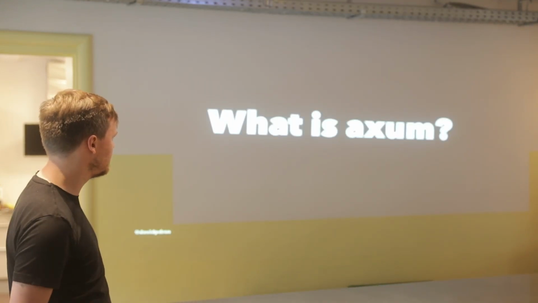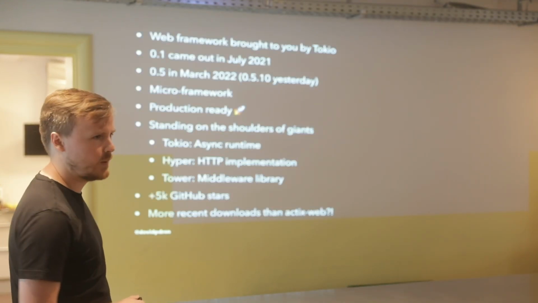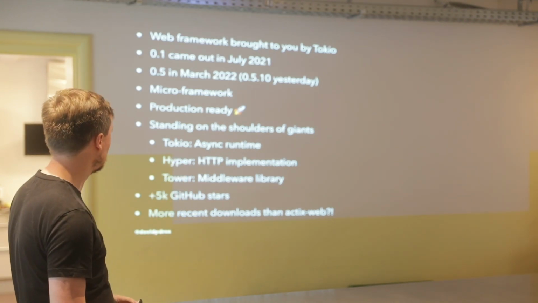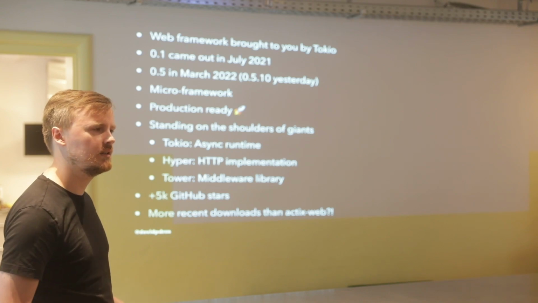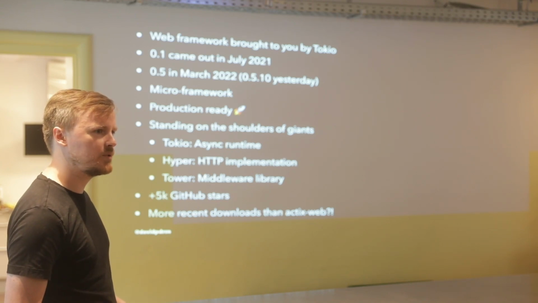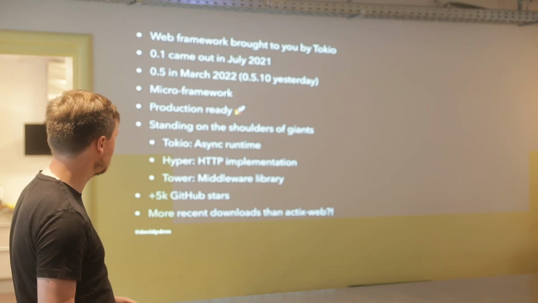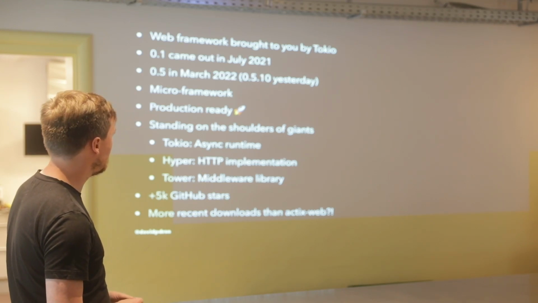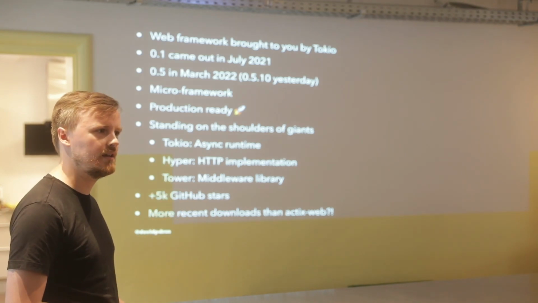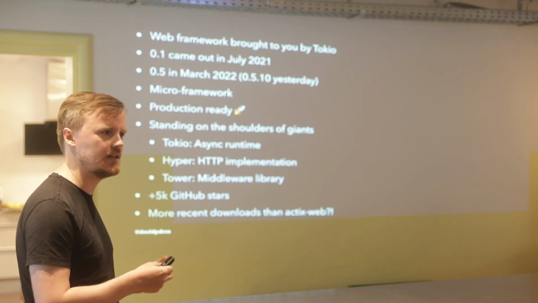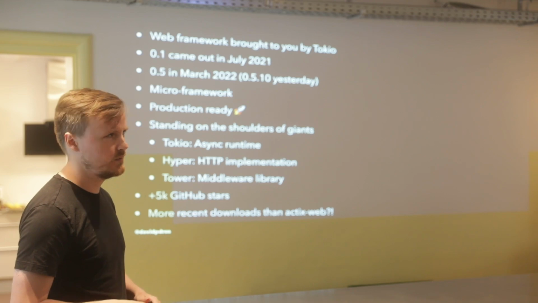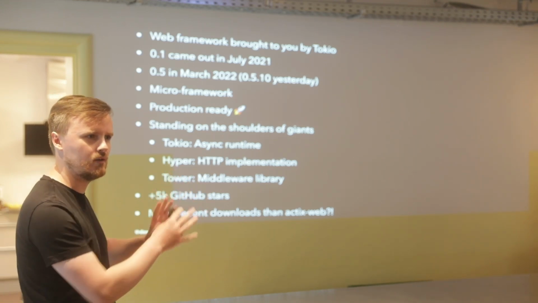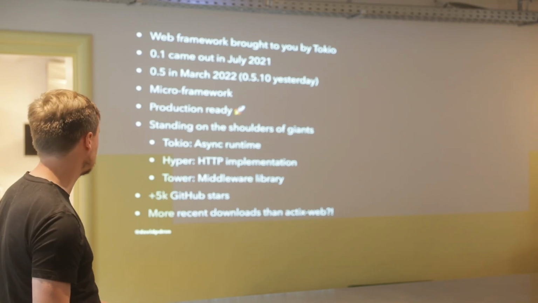So what is this Axum thing? Well, it's a web framework that's made by the people that brought you Tokio. 0.1 came out almost a year ago, and we're currently up to version 0.5, which came out in March. 0.5.10 as of yesterday. It's very much a micro framework in the same sense as Warp or Actix or Tide or Rocket, maybe not Rocket, which has a slightly bigger scope, but it's in that realm. So we're not at Rails or Django size yet.